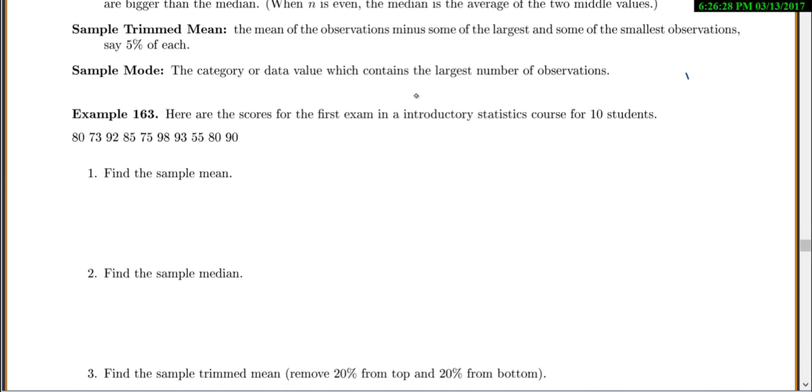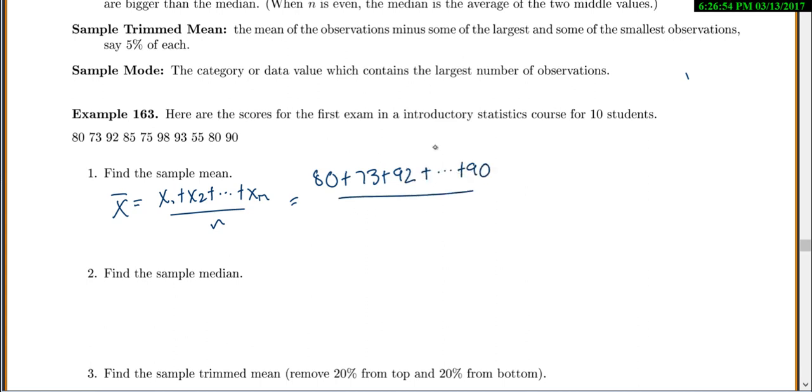So let's try this. We have scores from a first exam for 10 students. Okay, here are all of our scores. Let's find the sample mean. So all we have to do is add up all the x's and divide by how many there are. So in our case, we're going to have 80 plus 73 plus 92 plus all the way up to 90, divided by, I told you 10 students, so divided by 10. And so if I add them all up, I get 821. Divide by 10, we're at 82.1. So that's the average from that first exam.